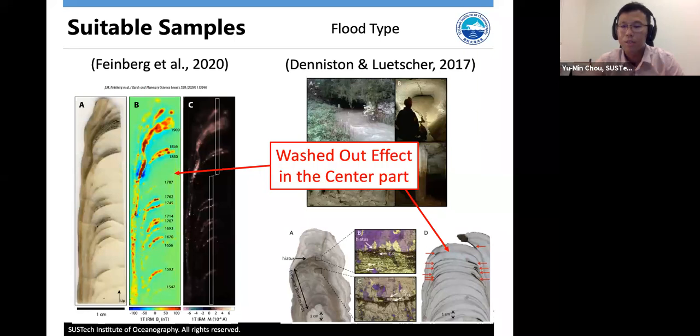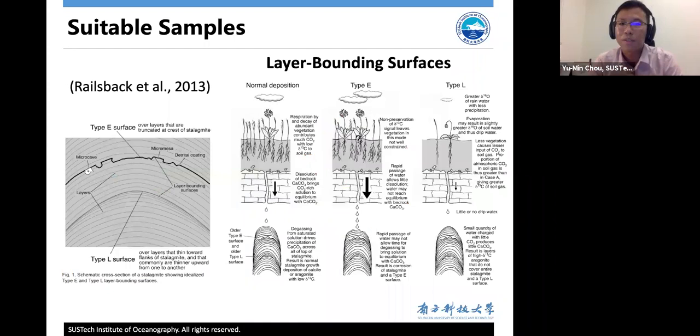And the second is the layer bonding surface effect. For the stalagmite, because of environmental change, the water flow into the cave will change. Sometimes in a normal state, the stalagmite will grow continually. However, if the situation changes, such as a period of heavy precipitation or a dry period, the surface will change. During large precipitation periods, the rapid flow dripping into the cave will reduce the gas in the water, or reduce the calcite concentration in the water. So sometimes the speleothem will start to dissolve. So we get the type E surface.